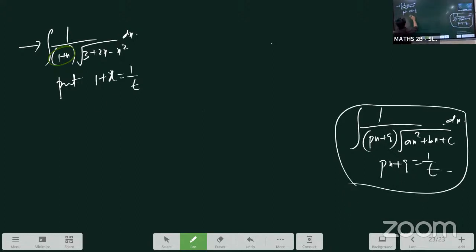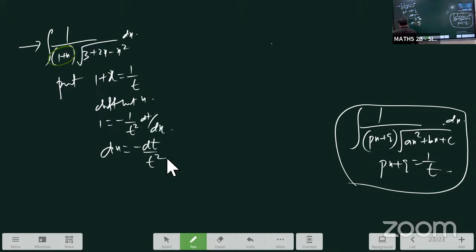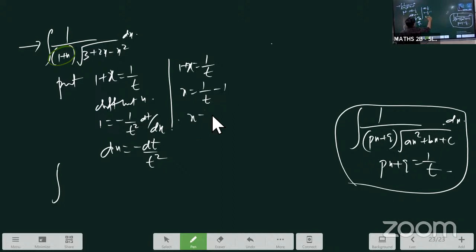Now, differentiate with respect to x. Then 1 is equal to minus 1 by t square dt by dx. Then dx is minus dt by t square. Now replace everything. Here 1 plus x is 1 by t, then x equal to 1 by t minus 1, and x equal to (1 minus t) by t. So x in terms of t I want, that is (1 minus t) by t.